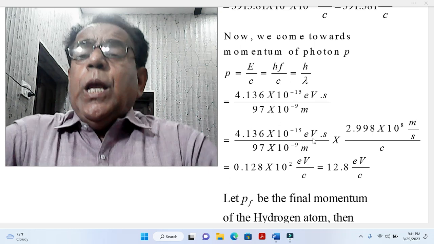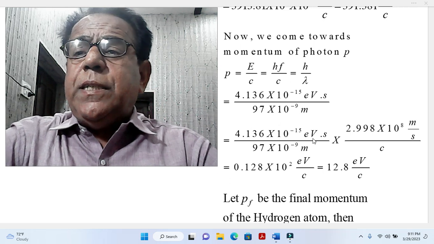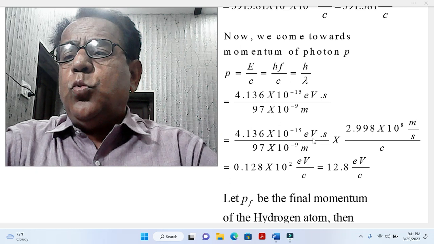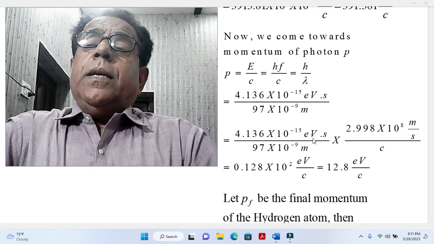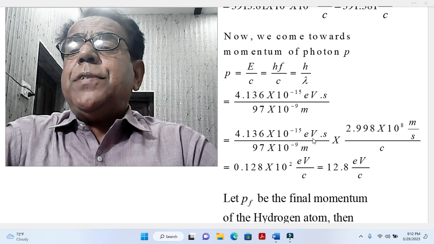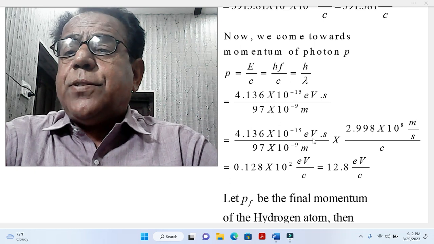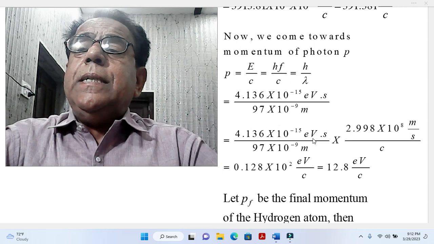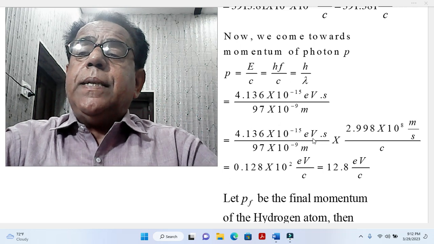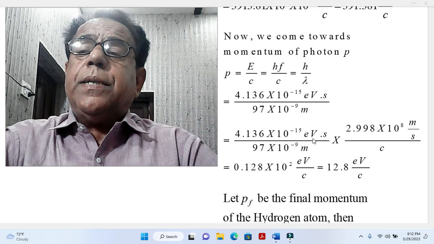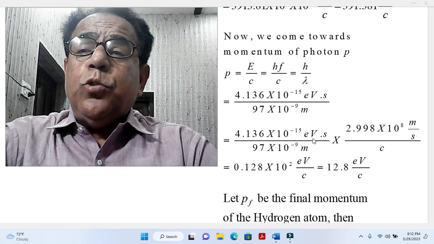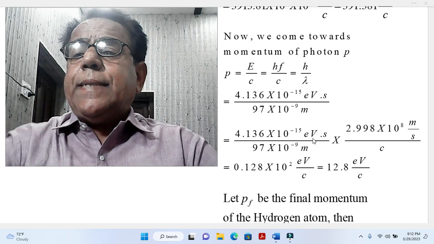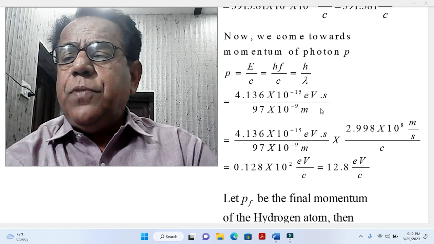Anyhow, momentum p is equal to E over c, alternatively equal to h f over c, and alternatively equal to h over lambda. Then what we have done, we have simply put the value of Planck's constant h and the value of lambda which is given in the problem, 97 nanometer. In place of nano we have used 10 to the power minus 9 meter.